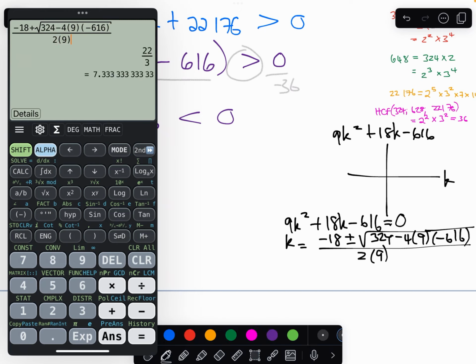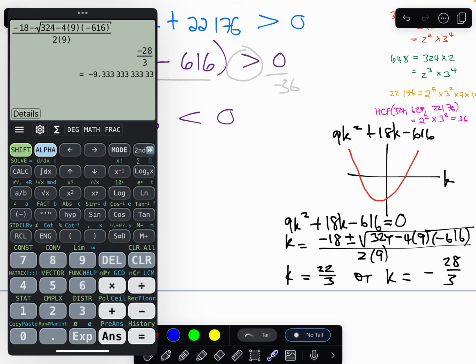Okay, so as expected, k is 22 over 3, or k is negative 28 over 3, right? Because that's where we have our tangents. I just quickly guessed that it looks like this as opposed to this, because I can see that the intercept with the y-axis is going to be at negative 616. If I put in a 0 over here, I get a negative number, so it has to be like this as opposed to like that. Anyway, not that that really matters right now.